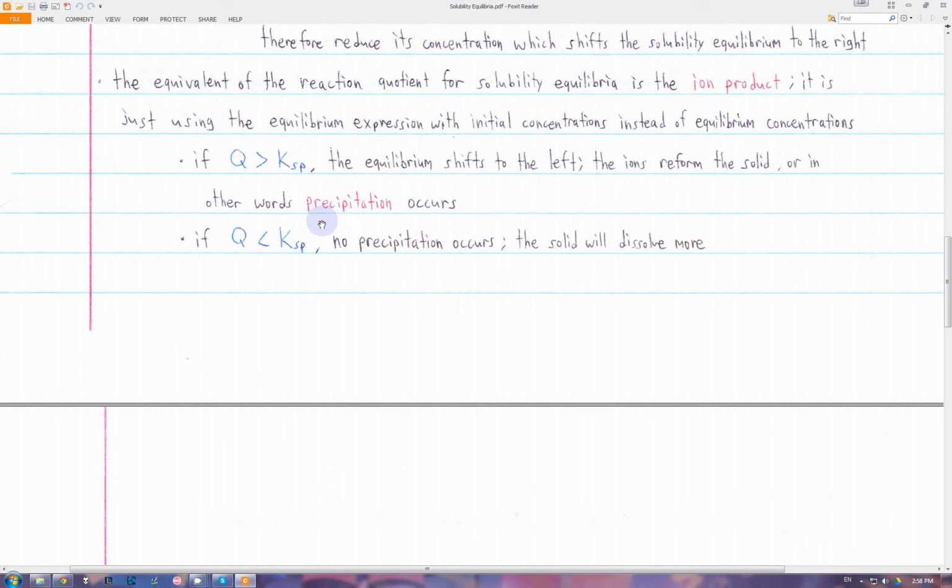And if the Q is less than the KSP, then there are too few ions, so the solid will dissolve more. The equilibrium shifts to the right.